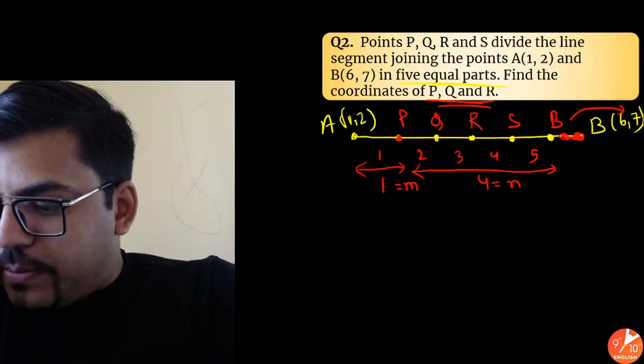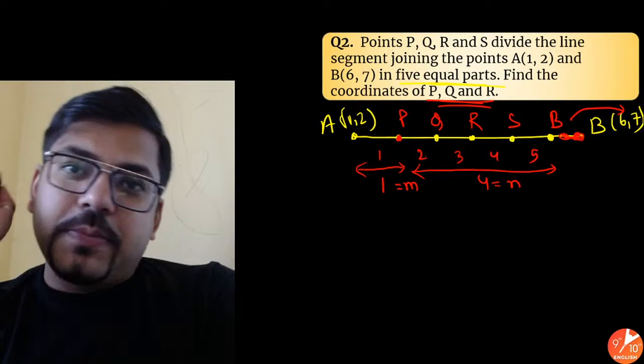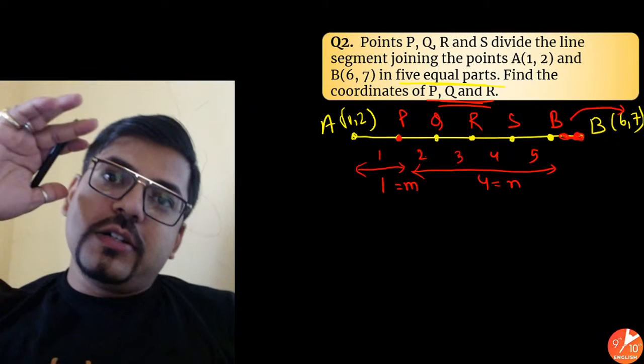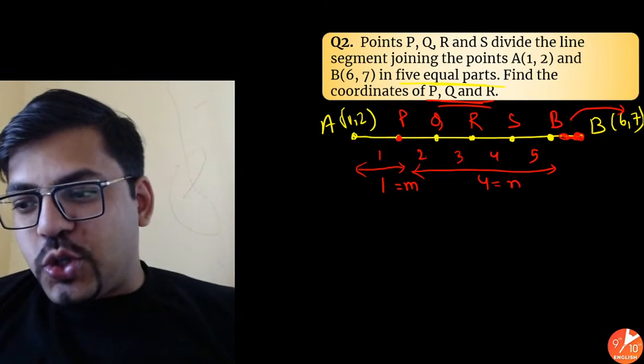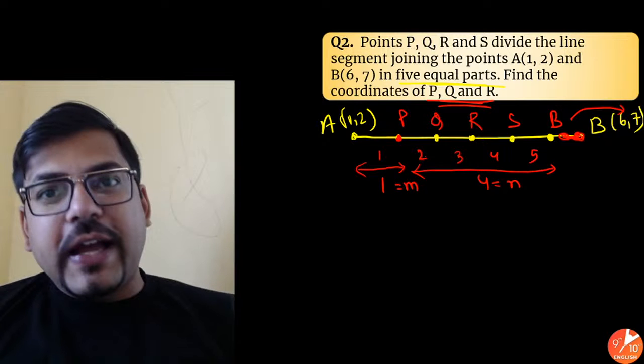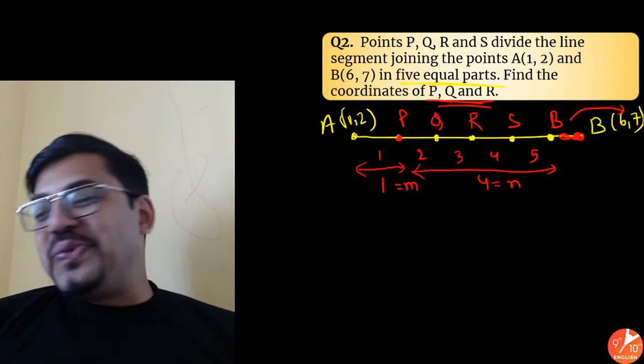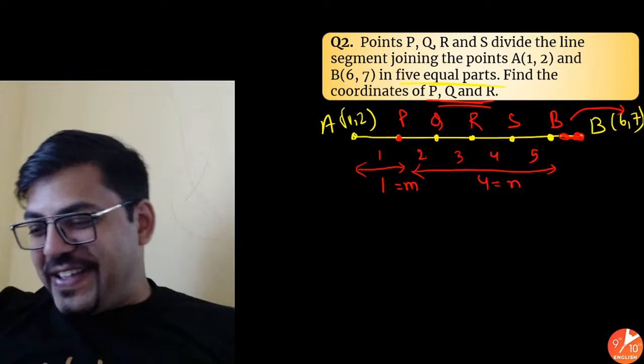Sir, who made the beautiful art behind you? It's my young brother. He is very young, so he has made all this beautiful artwork on the wall. You know, small kids.